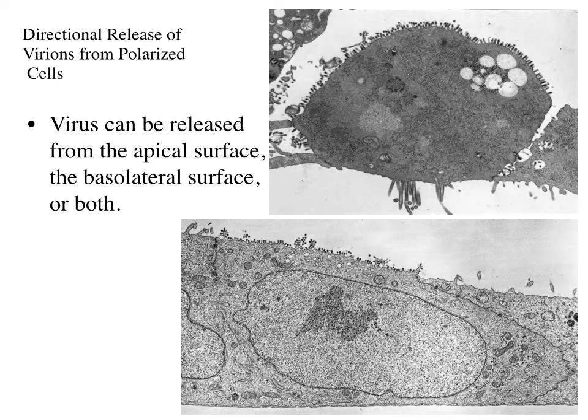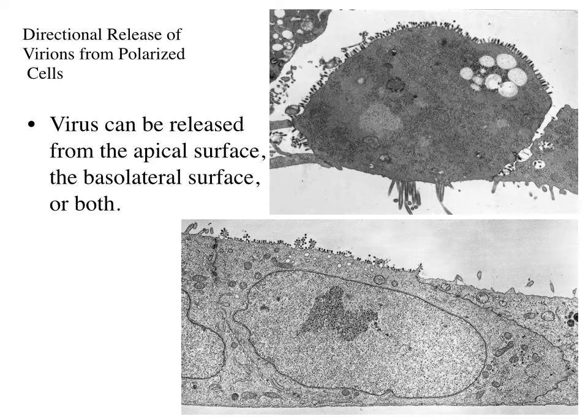Okay, when we talk about polarized release or directional release of virions from polarized cells, remember epithelial cells are the cells covering all the surfaces, internal and external, of the body. Epithelial cells are what we call polarized. They sit on a basement membrane, so there's a basolateral surface. Opposite that is the apical surface.